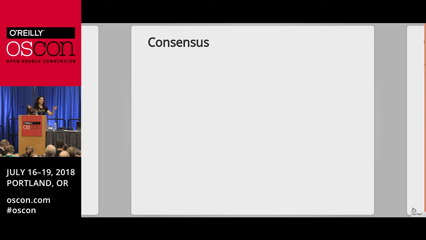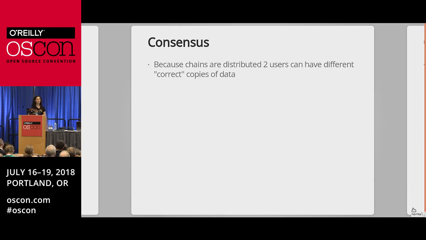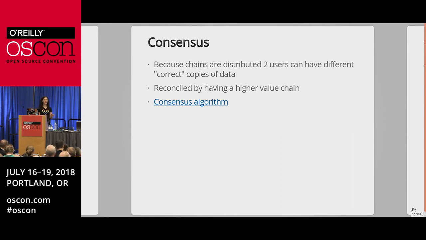Okay, so someone asked about what happens if I have 2 writes on 2 different nodes at the same time. So I basically have 2 different correct copies of the blockchain. How do we reconcile that? We reconcile that by the higher value chain, although what does higher value mean is a very interesting question. There are a number of what we call consensus algorithms. That's basically how we choose one chain over the other.